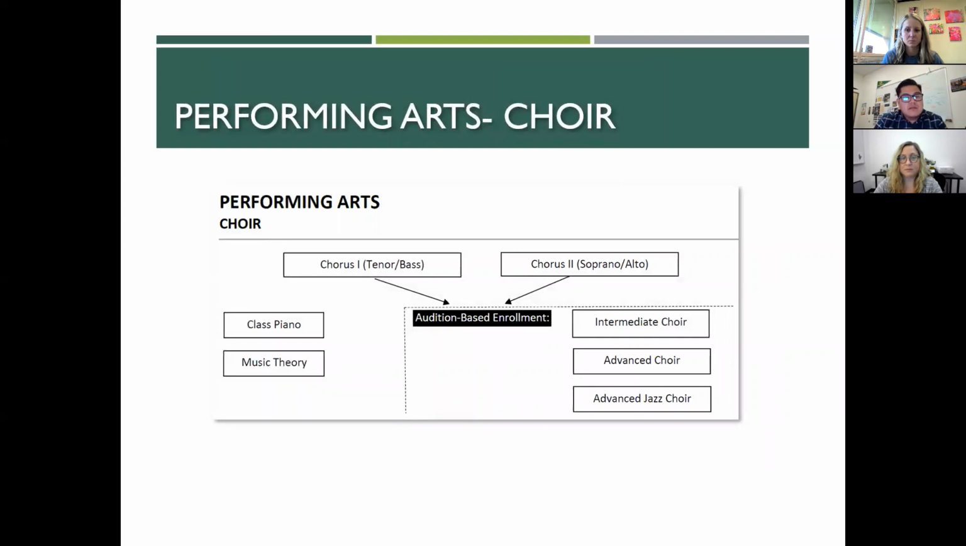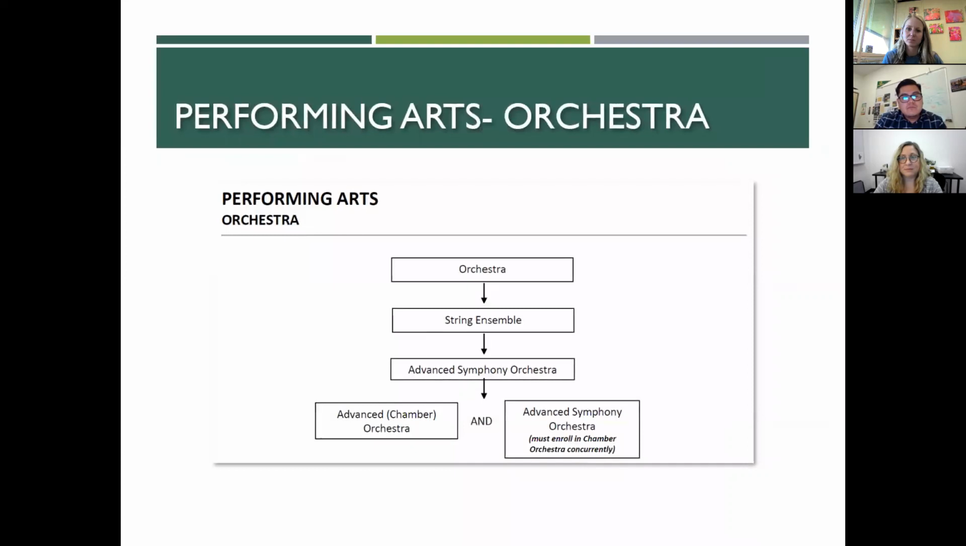Chorus 1 and 2 are open to any student without an audition. Chorus 1 is for students who sing in lower voices, and chorus 2 is for students who sing in a higher range. All other choir classes require an audition and teacher approval. All orchestra classes are available by audition only.